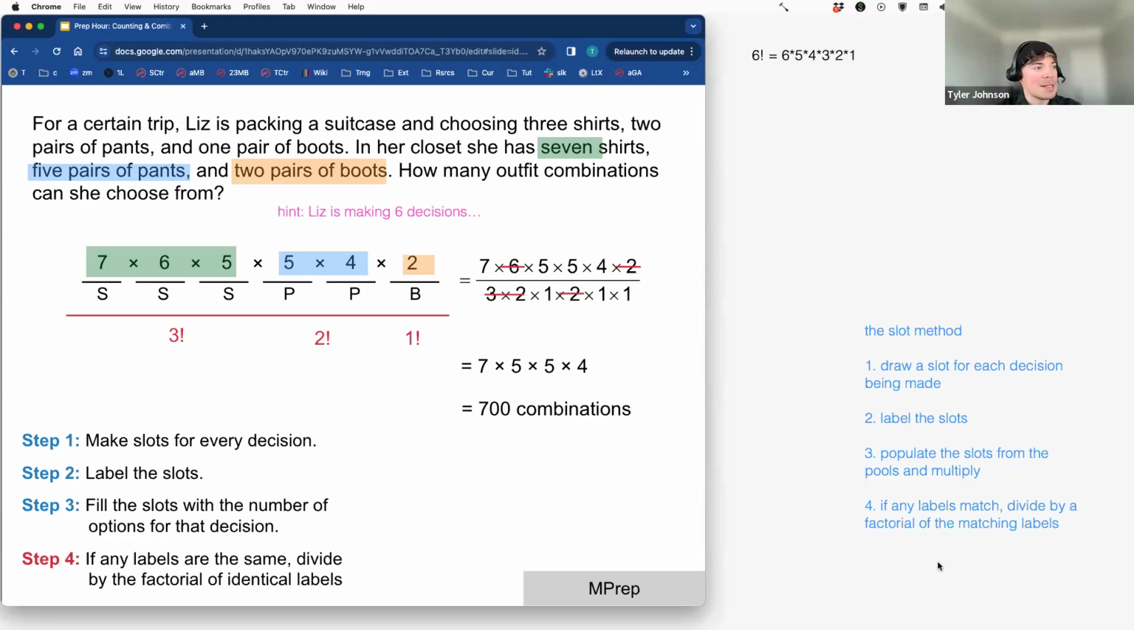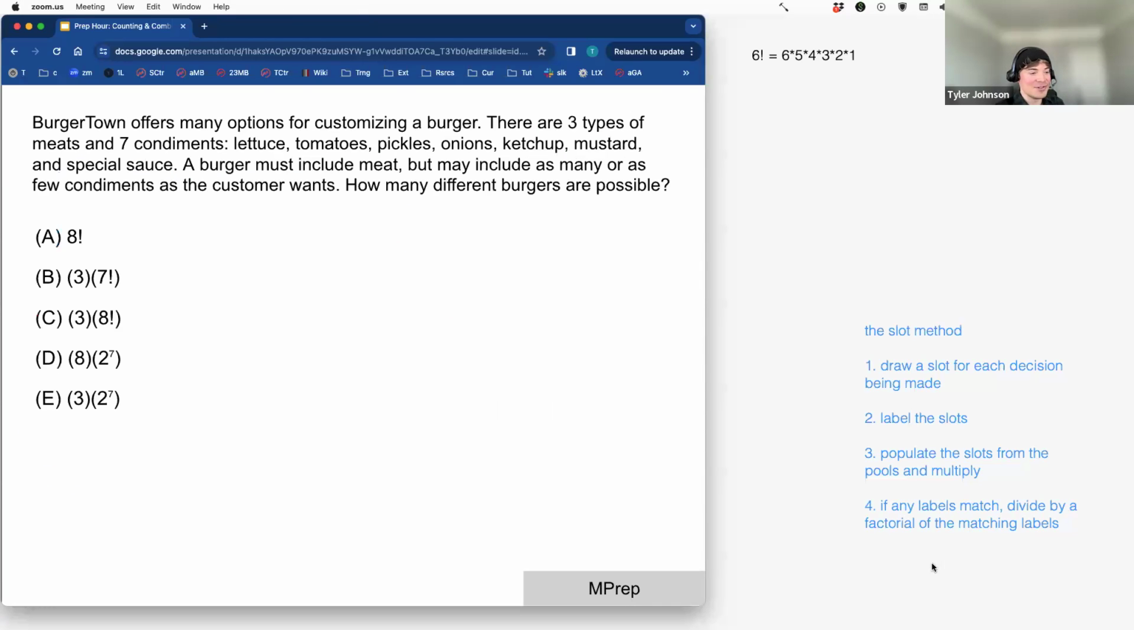Moving on. This next problem introduces a new scenario that we haven't checked out yet. But before I say anything further, I'm just going to throw you all into the deep end to see if you can figure it out.